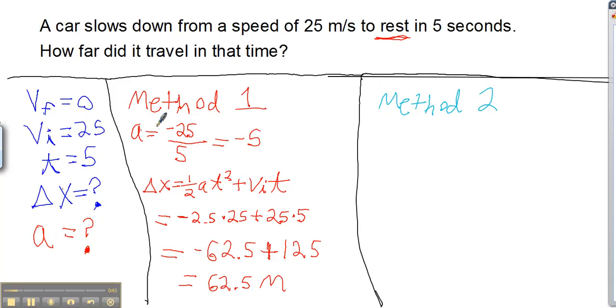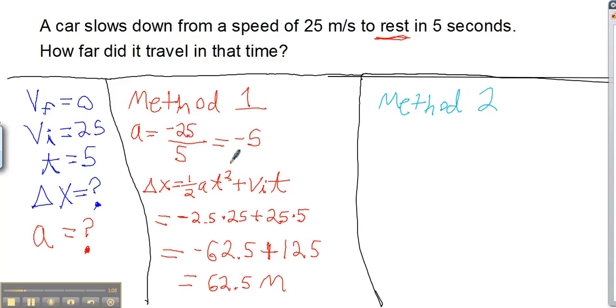So the first method is we can determine the acceleration, since acceleration is change in velocity divided by time. Your change in velocity was negative 25. You went from 25 meters per second to 0. So you slowed down. Your acceleration was negative 5 meters per second per second. Don't make that slip up or it'll give you the wrong answer. So negative 5 is your value for a.